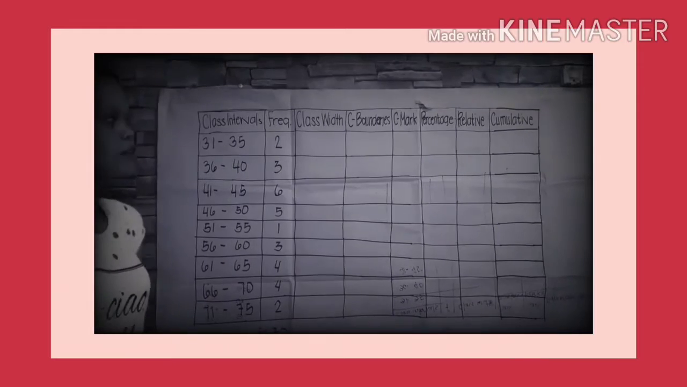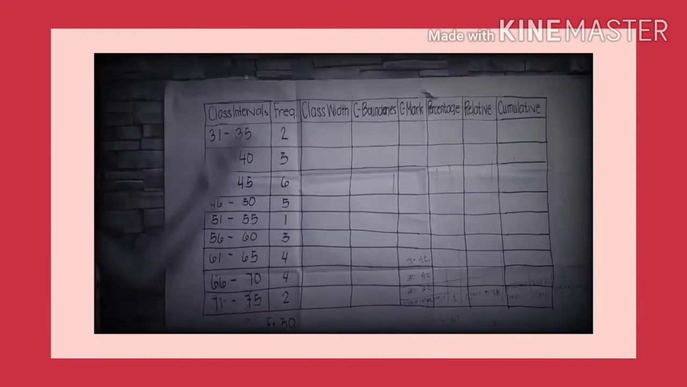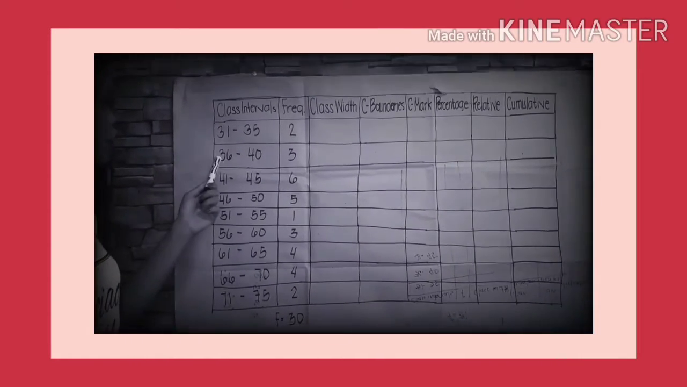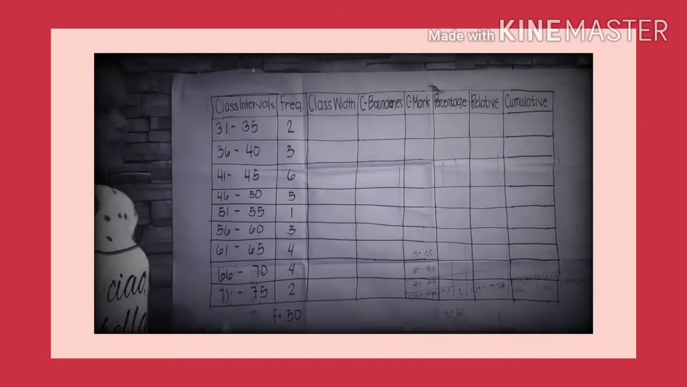So what we need to find in the table is just this. We have here our class intervals, 31 to 35 up to 71 to 75. Our frequencies are 2, 3, 6, 5, 4, 4, 2, with a total of 30. So in finding the class width, we are just going to subtract 36 minus 31, and the class width is 5.